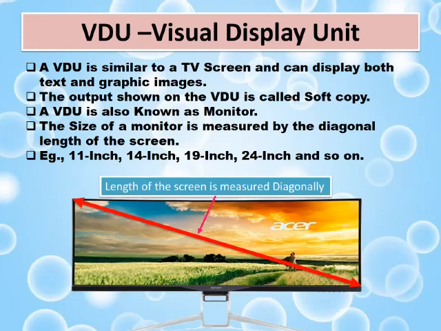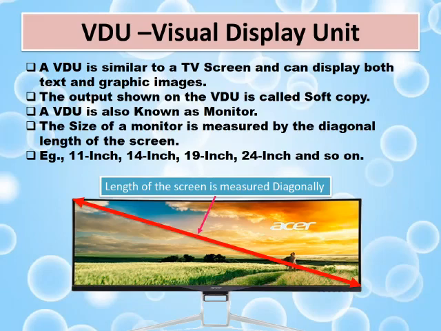A VDU is also known as a monitor. That is the main one, right? Normally we know it as a monitor only, but the exact name is visual display unit. The size of this monitor is measured diagonally. Diagonal, that is, you can see the red line. We cannot measure it straight. We have to measure the screen diagonally, and that will be the size of our TV screen or monitor screen. It will be 11 inches, 14, 19, 24, and so on.